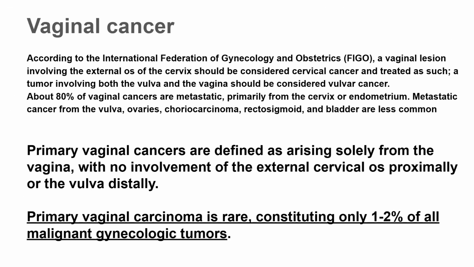The next variety of tumor, again comparatively less common, is vaginal cancer. According to FIGO, the Federation of Gynecology and Obstetrics, a vaginal lesion involving the external os of the cervix should be considered cervical cancer and treated as such. So, differentiation between vaginal cancer and cervical cancer is defined by FIGO: when the lesion is limited to the external os of the cervix, then it's a cervical cancer. When it involves the vulva and the vagina, then it will be considered as either vulvar cancer or vaginal cancer.